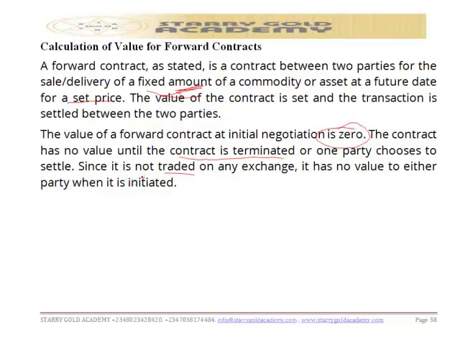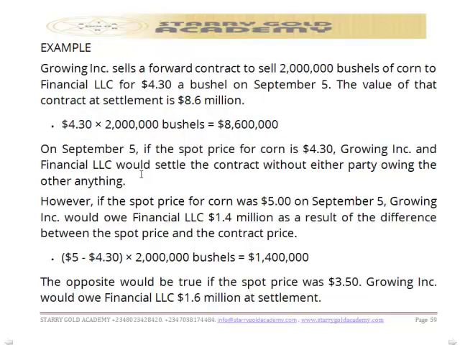So let's look at this example in order to see how it is being valued. Now, we have Growing Incorporation selling a forward contract to sell 2 million bushels of corn to Financial LLC at $4.30 per bushel on September 5. So the value of that contract at settlement is what? It is 8.6 million. How is it 8.6 million? What we do is that we take 4.3 multiplied by 2 million bushels. That is 8.6 million.